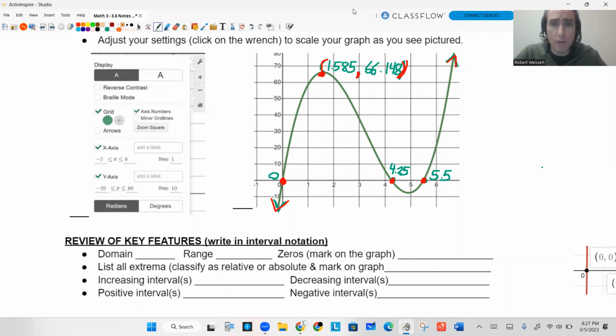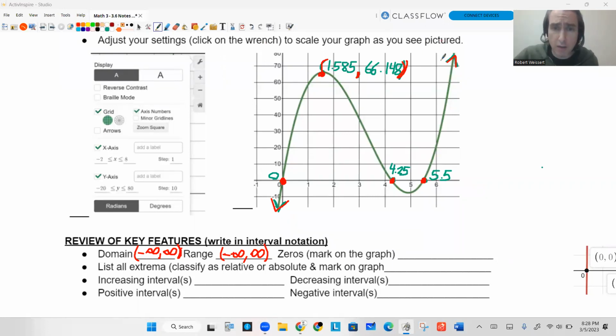The domain, well, that's going left and right forever. So the domain is going to be all real numbers. It's going to go from -infinity to infinity. Similarly, the range is going up and down forever, so that's also going to be all real numbers. So we'd write the -infinity to infinity there.